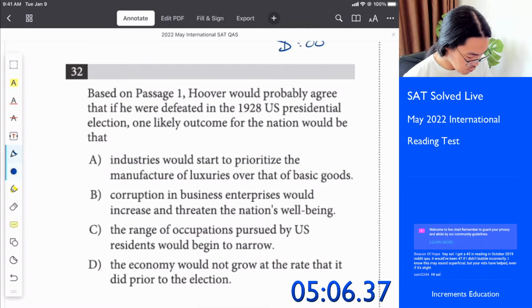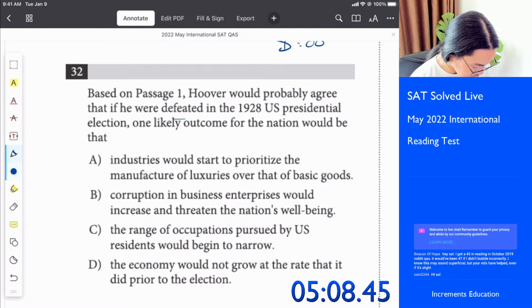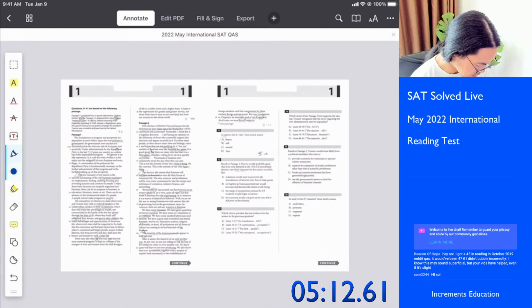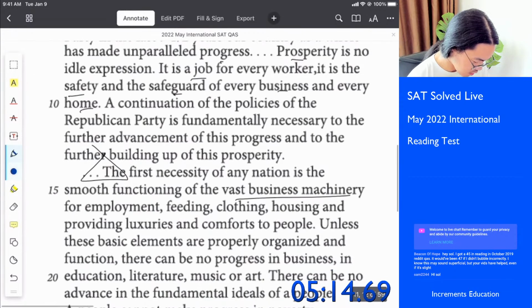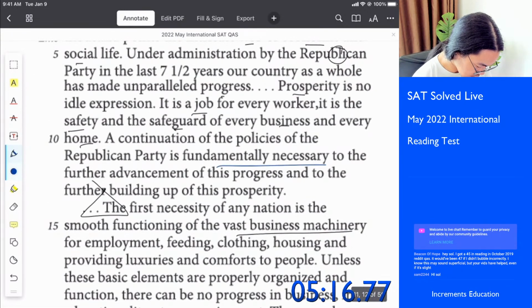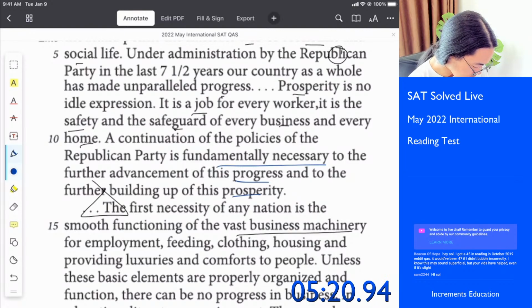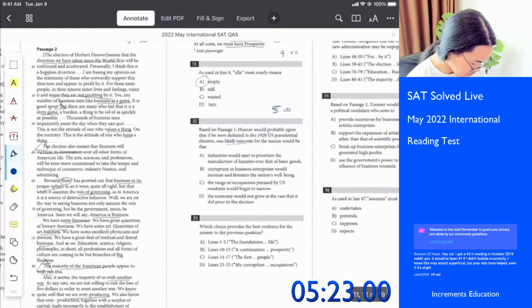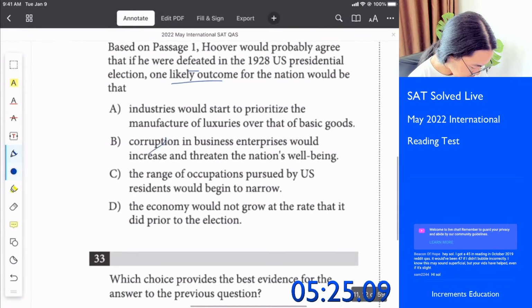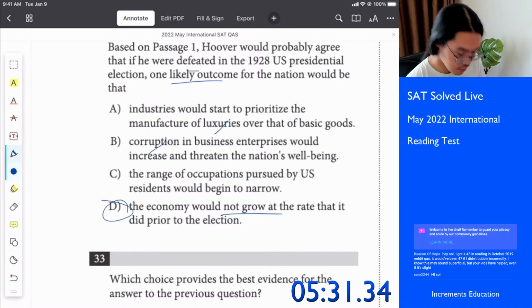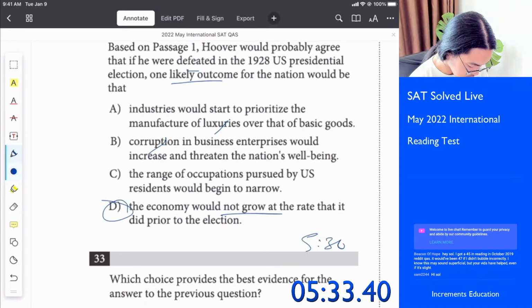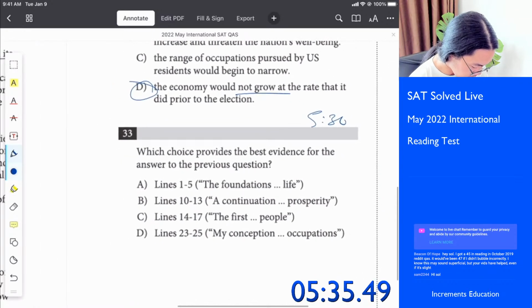Based on passage 1, Hoover would agree that if he were defeated in 1928, one likely outcome would be poverty. Hang on, that's a little too strong. It is necessary for the progress and the prosperity, jobs and safeguard for businesses and homes, not corruption, not luxuries, not grow, prosperity, economy. 5:30. That took me 30 seconds. Here we go. Not grow.